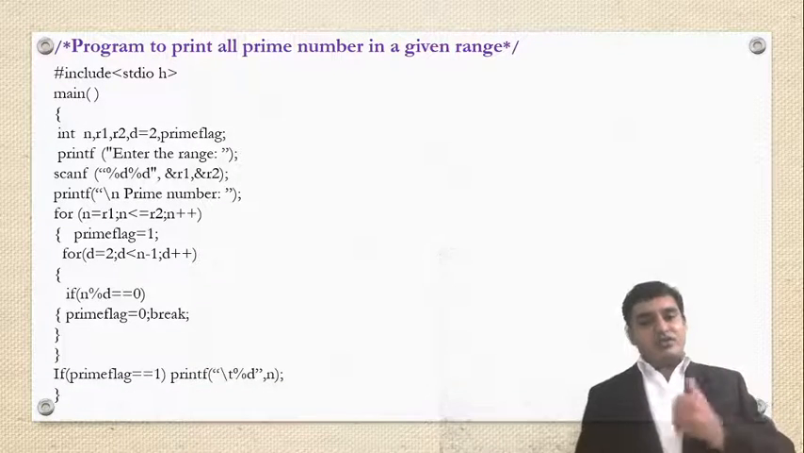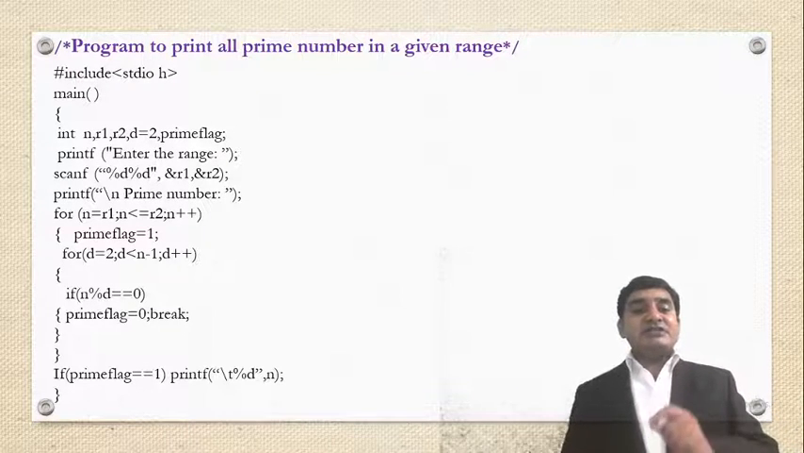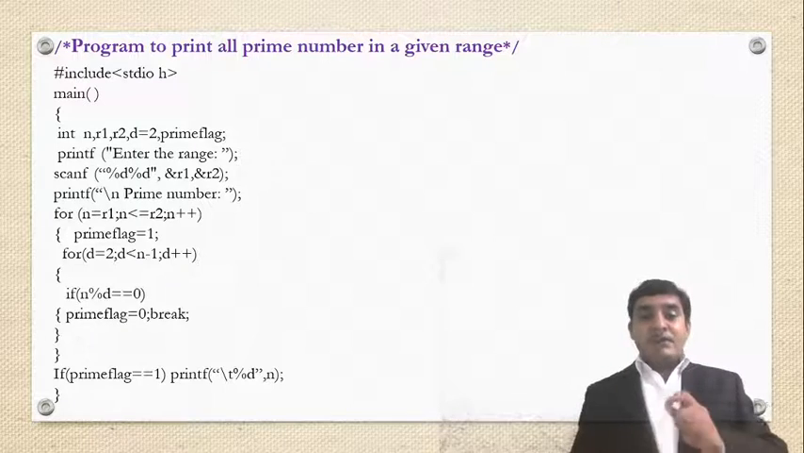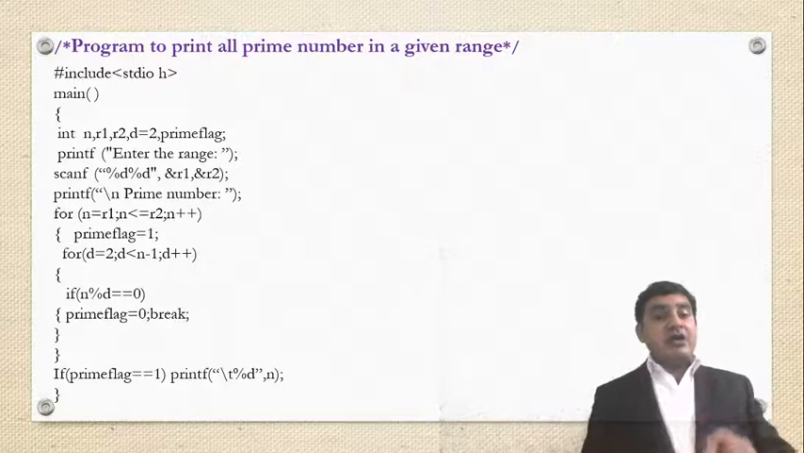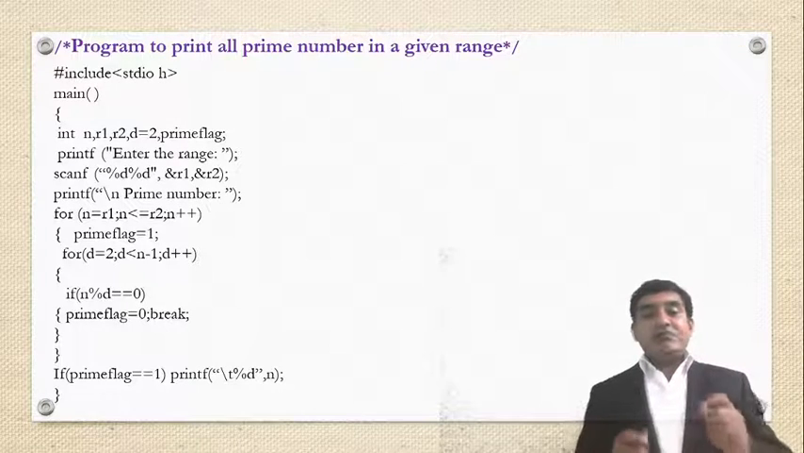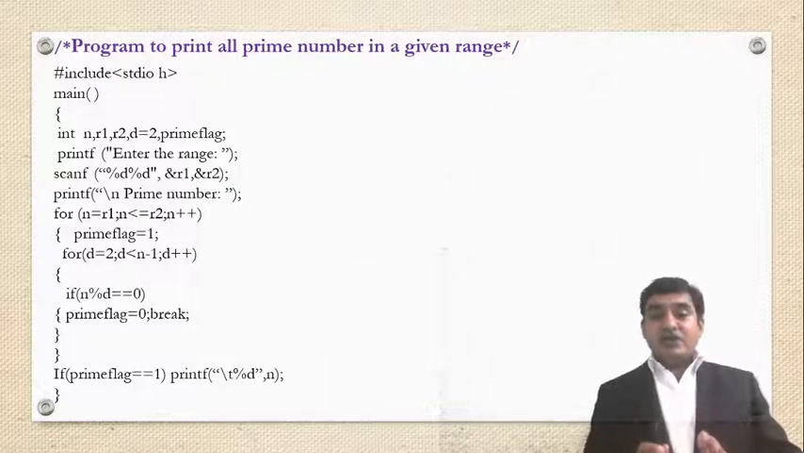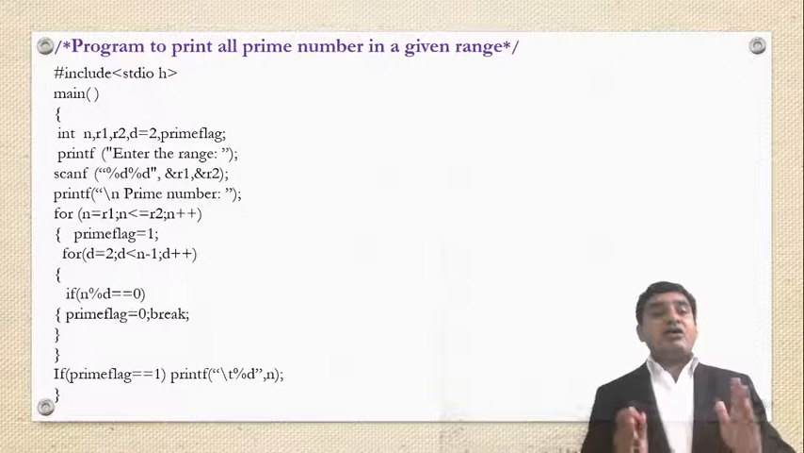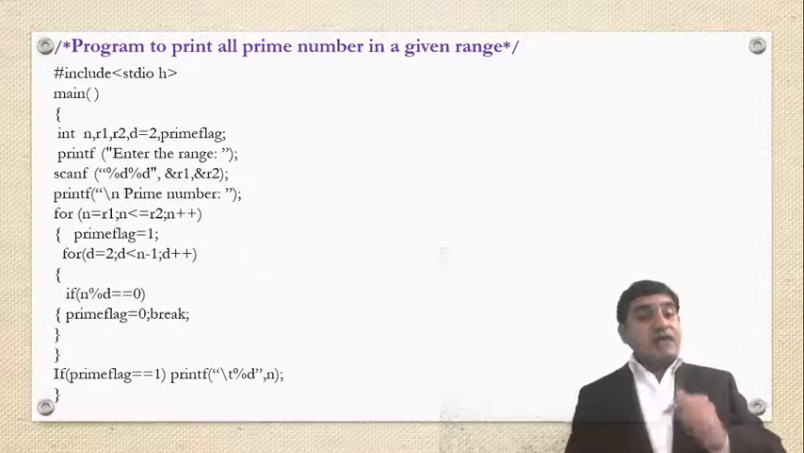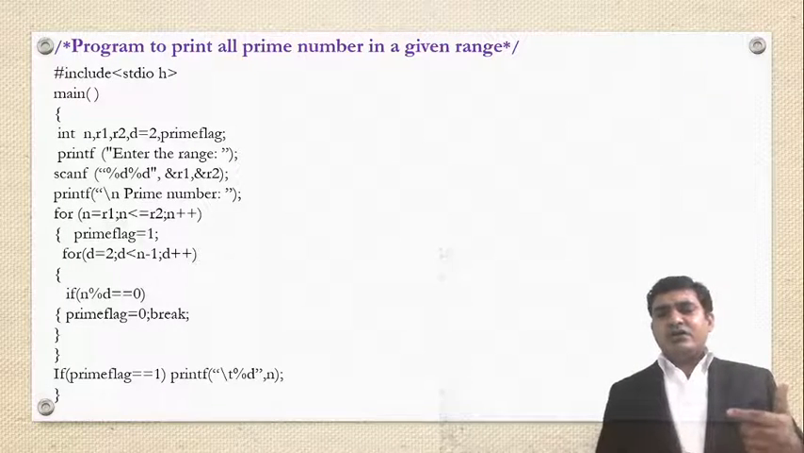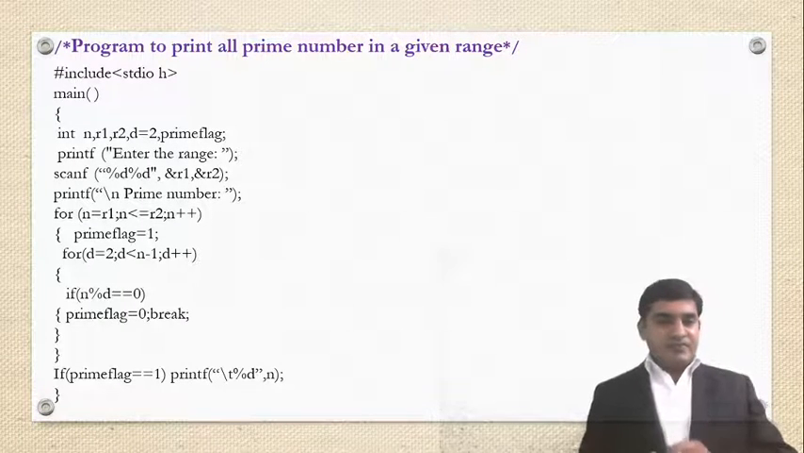Okay, now if prime flag is equal to 1, print slash t, which means a horizontal tab, between the prime numbers, percentage d, because the prime numbers are integers, n.